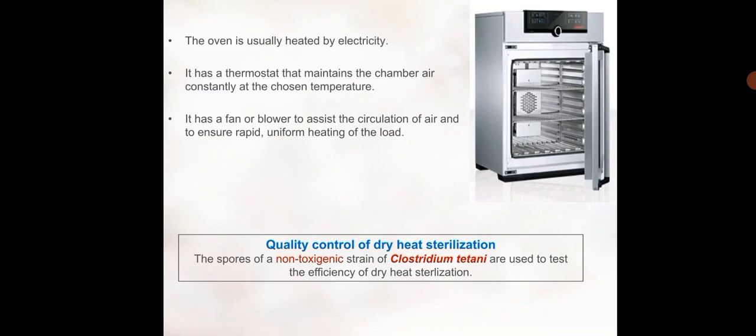The oven is usually heated up by electricity. It has a thermostat that maintains the chamber air constantly at a chosen temperature, and a fan or blower to assist the circulation of air to ensure rapid uniform heating of the load. Spores of non-toxigenic strain of Clostridium tetani are used to test the efficiency of dry heat sterilization.